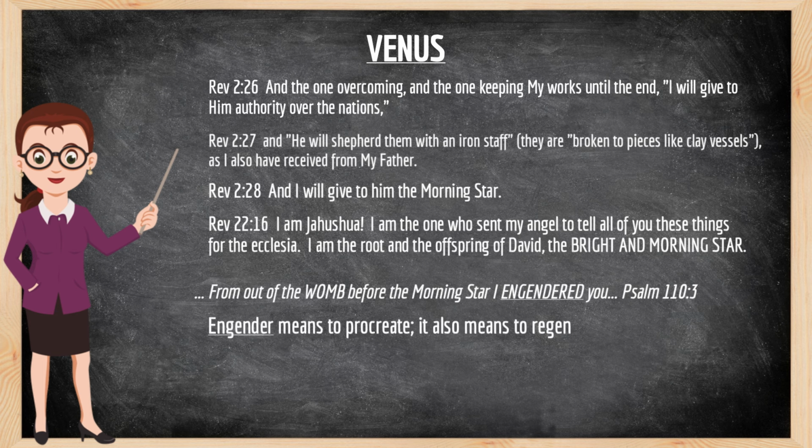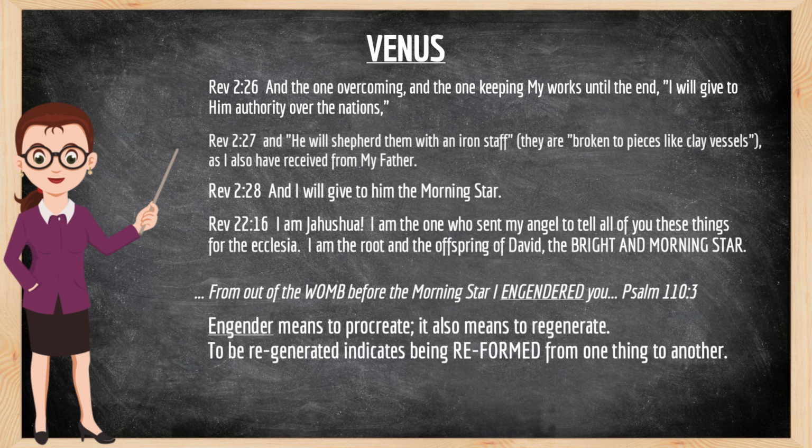Interesting verse. Now, engender means to procreate. It also means to regenerate. To be regenerated indicates being reformed from one thing to another. Now, Yahuwah chose to engender, that is to regenerate, his anointed Malach, his anointed angel, into human form through the womb so that he could be the kinsman of mankind, enabling sinful man to return to Yahuwah.